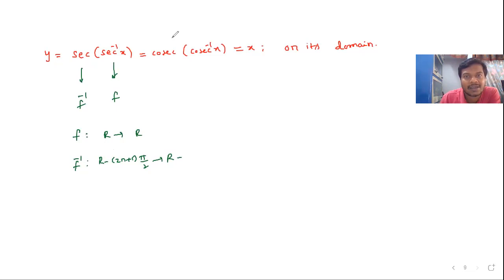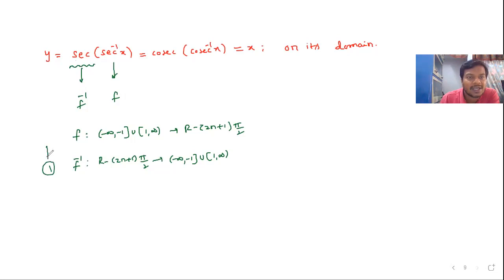It is not defined at odd multiples of pi by 2, and its range is from minus infinity to minus 1 union 1 to infinity. So here, minus infinity to minus 1 union 1 to infinity to R minus (2n plus 1) pi by 2. We can easily write the domain and range for secant x, right? So first write f inverse and then go for its inverse. Clearly these two are the same.